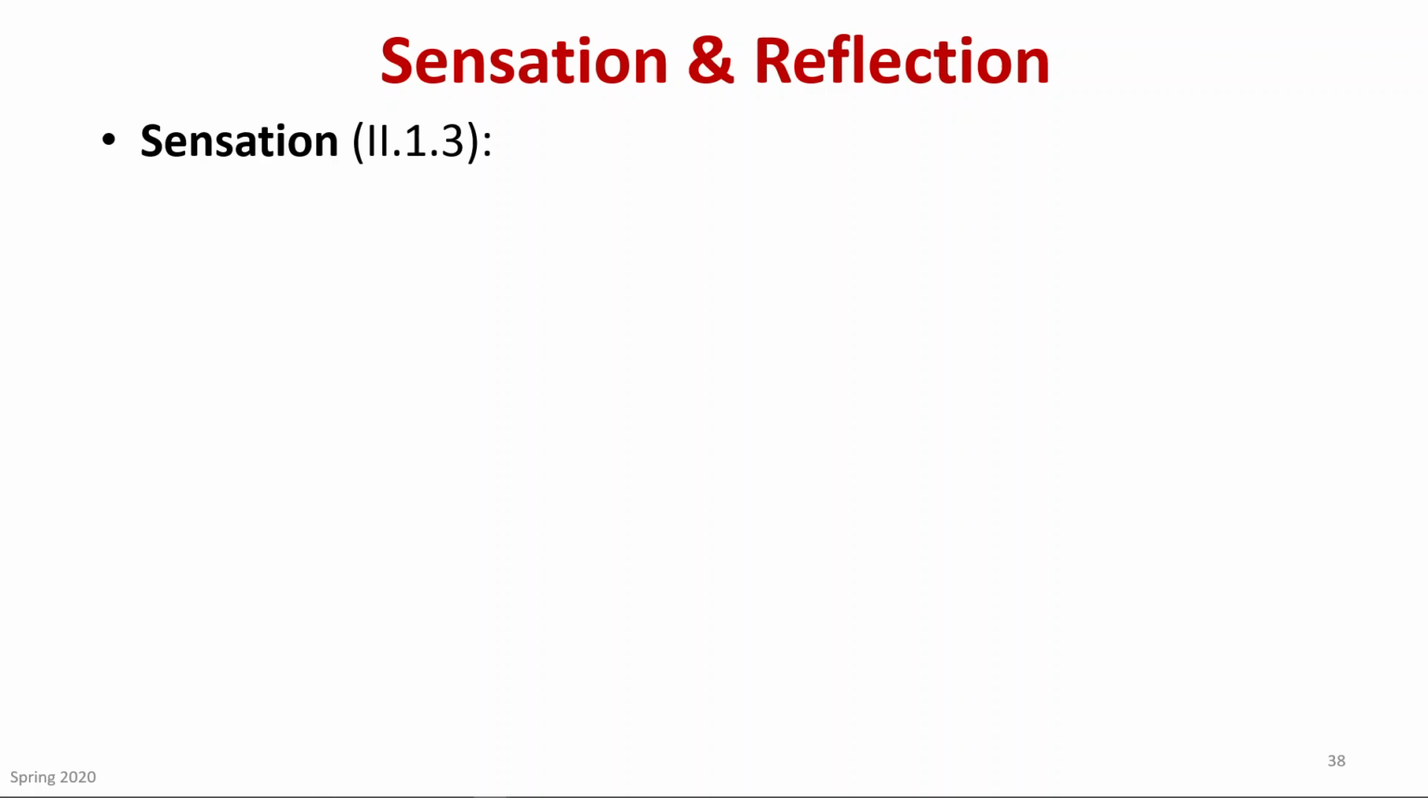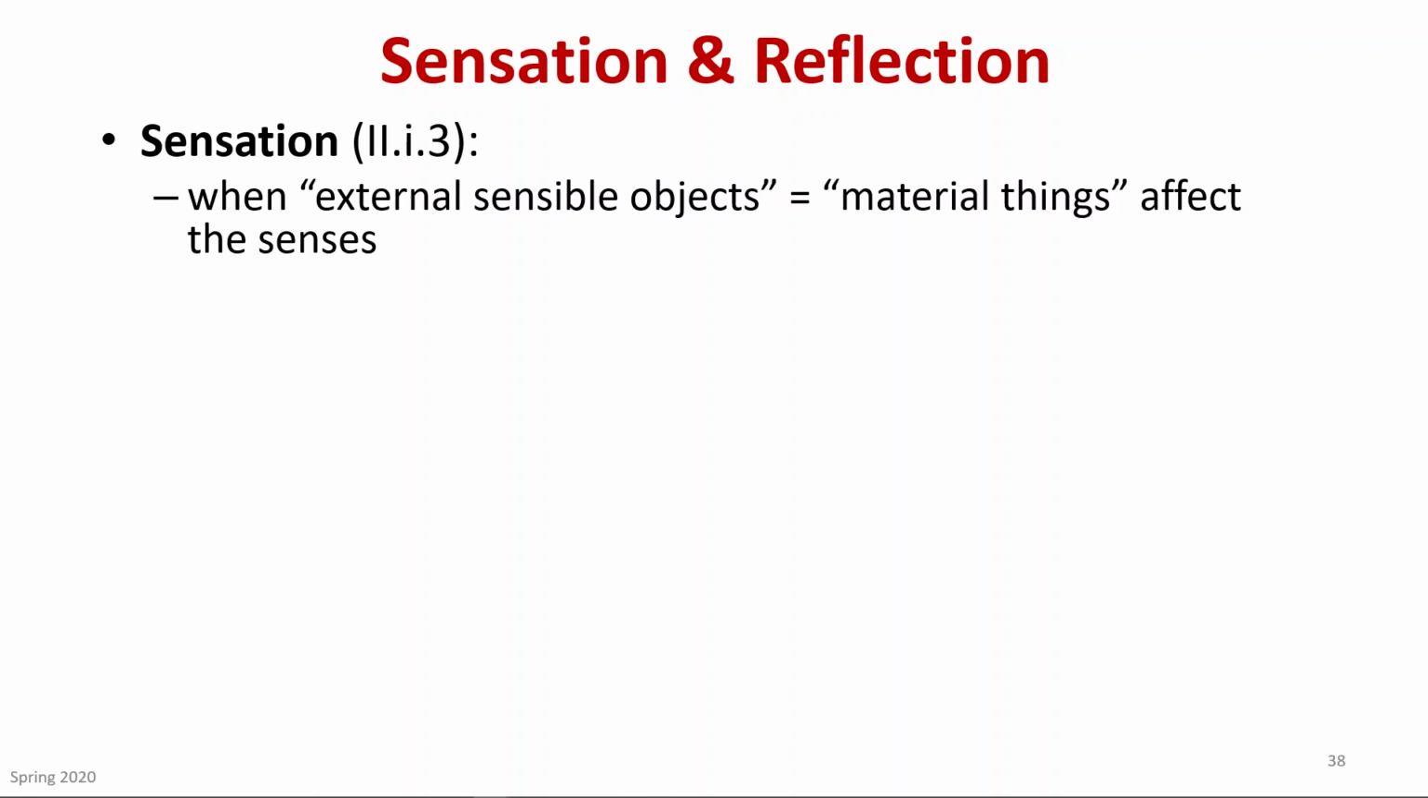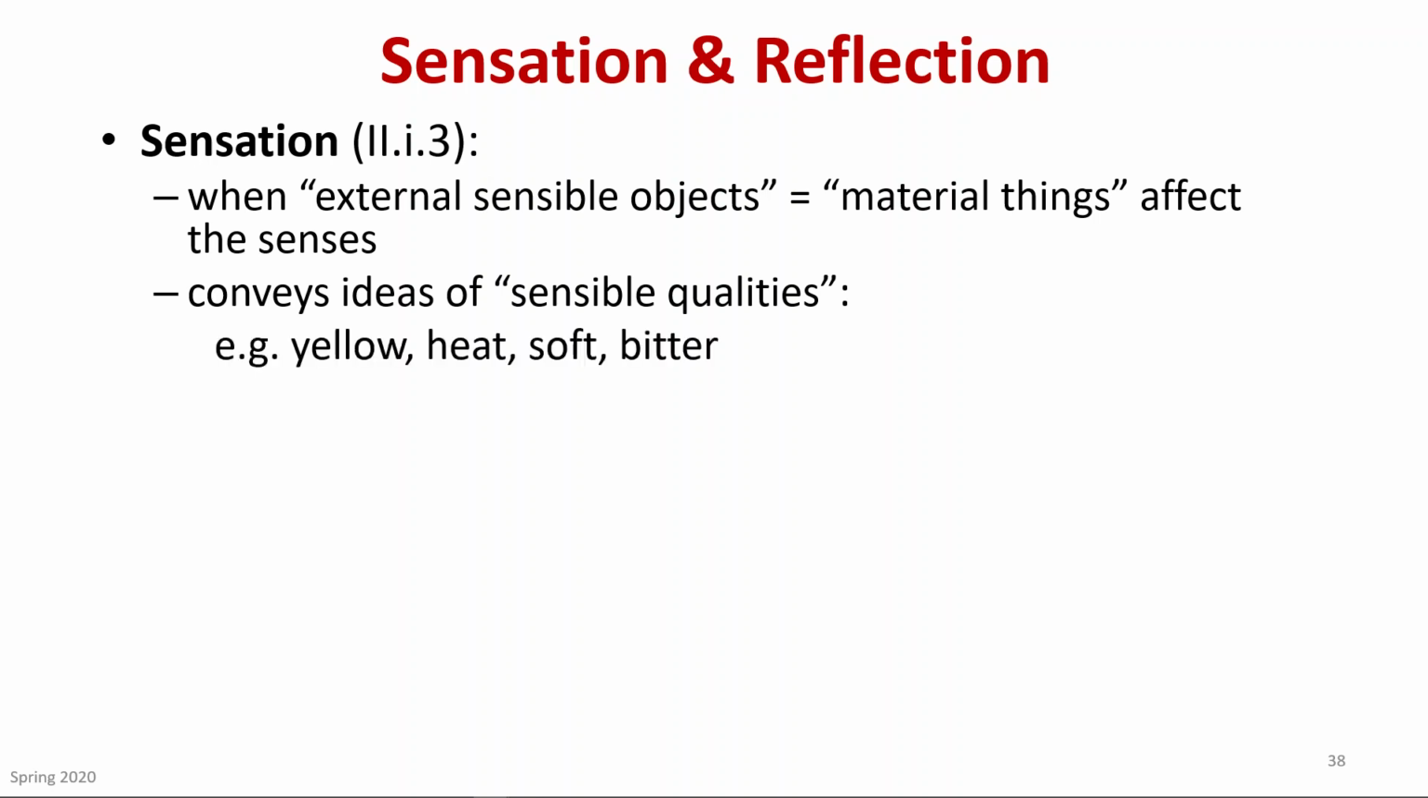So in Section 3 of Chapter 1 of Book 2, Locke tells us that sensation is when external sensible objects, which he also calls material things, affect the senses. That's when we have sensation. Sensation conveys the ideas of what he calls sensible qualities. For example, yellow, heat, soft, bitter. These are all the sensible qualities that we get. We get them from these external sensible objects, and therefore Locke says that sensation we can call an external sense.